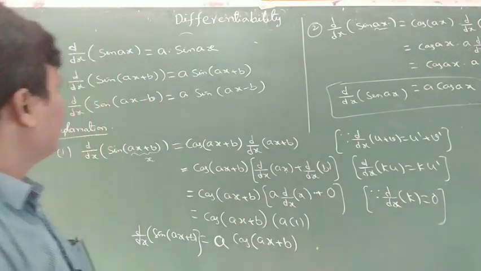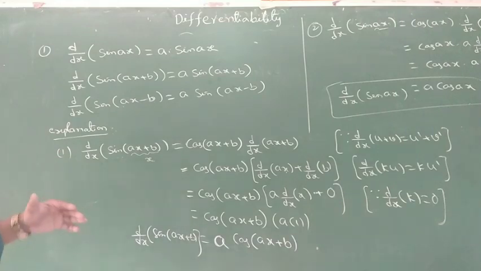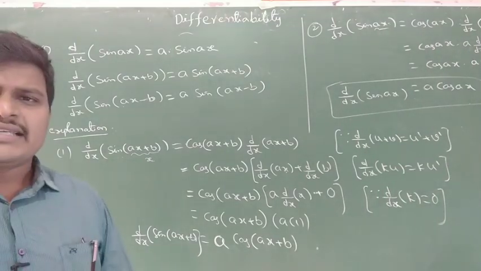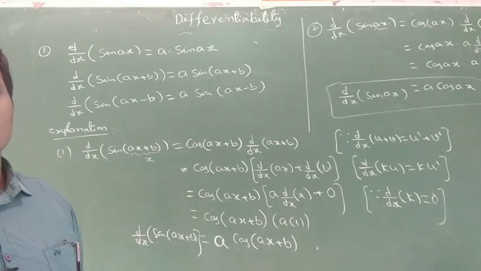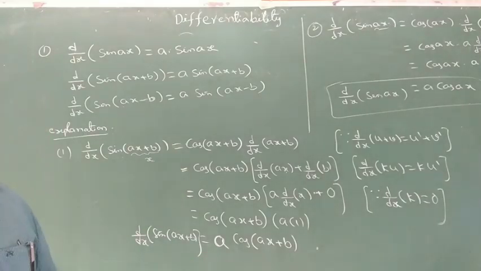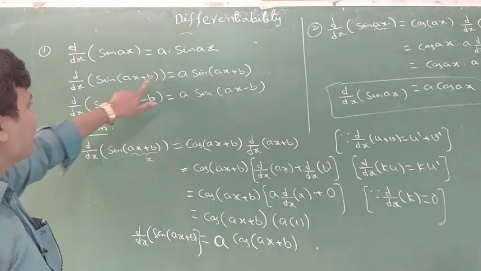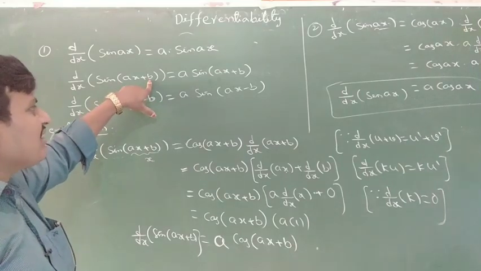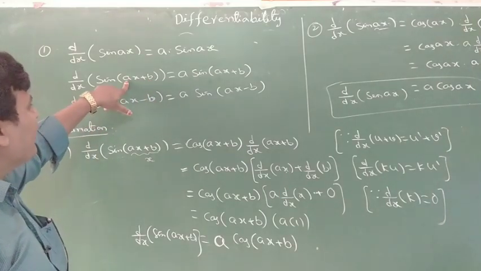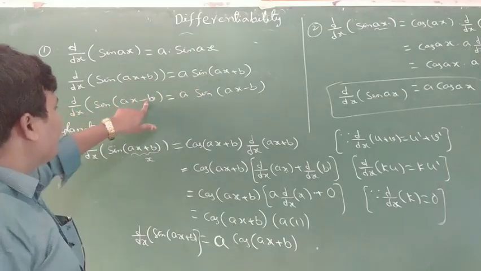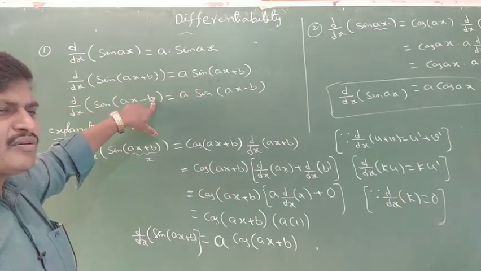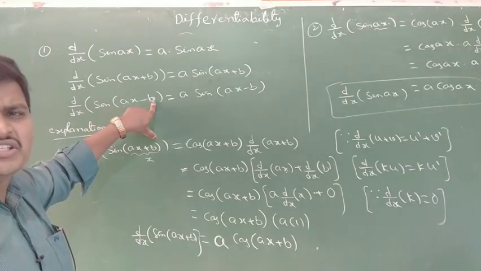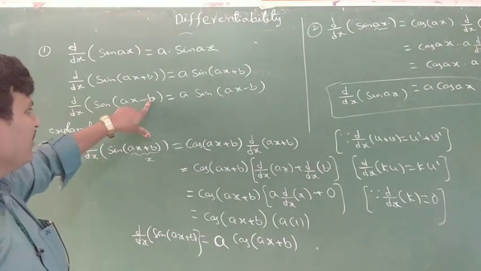It is the same for cos, tan, cot, secant, cosecant, sin inverse, e power x, log x, sin x, or any function; the procedure is the same. The derivative of sin ax is a into cos ax. In ax plus b, b is a constant, and the derivative of a constant is 0. Whether the value of b is 100, 1000, or 1 lakh, for any function the derivative of a constant is 0. That's why it is not important.